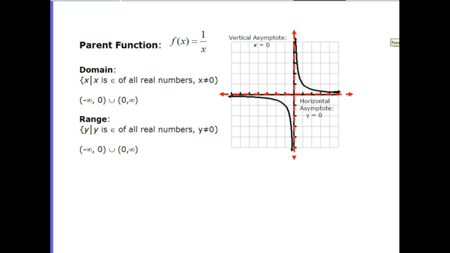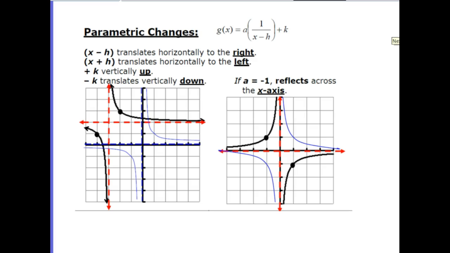Just like we've done on all of our parent graphs, now we're going to take this graph and move it up and down and left and right and stretch it and shrink it and also reflect it. If you have a number in here with the x, that's going to affect the x, but x is still a liar. If it says minus a number, it's going to go to the right. If it says x plus a number, it's going to go to the left. A positive k moves it up, a negative k moves it down.